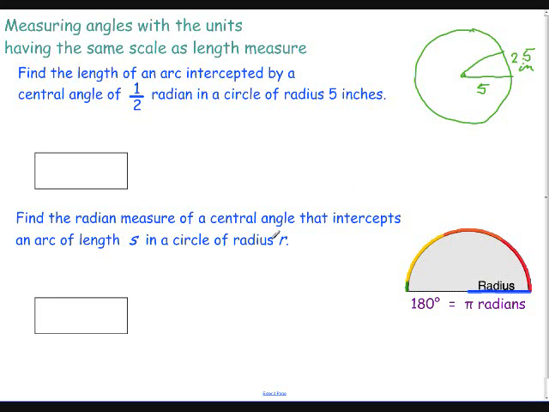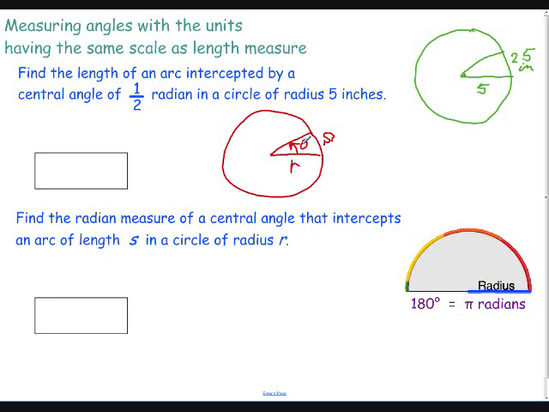Find the radian measure of a central angle that intercepts an arc of length S in a circle of radius R. Oh, no numbers? Okay, let's see if we can use the same thinking and figure this one out. I'm going to draw my circle up here. Okay, we have radius R, and we have an arc length of S. It's a weird looking S, but we know what it is. And I want to find this measure.